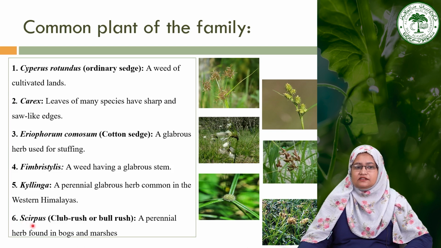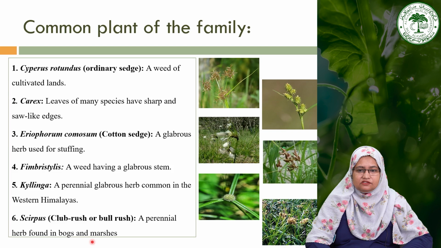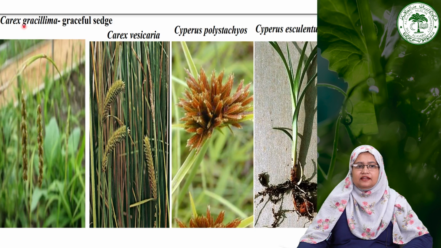Then the next one is Scirpus, also called club rush or bulrush as you can see in this image. This is also a perennial herb found in bogs and marshes. So this is just a list of some common plants that belong to the family Cyperaceae. Other common species of this family include Carex gracillima, Carex vesicaria, Cyperus polystachyos or Cyperus esculentus. So these are some other common plants that belong to this particular family.